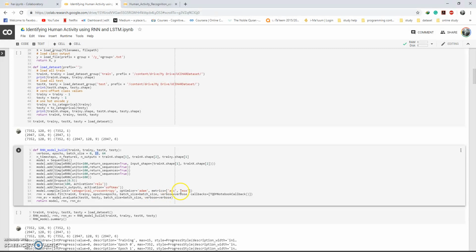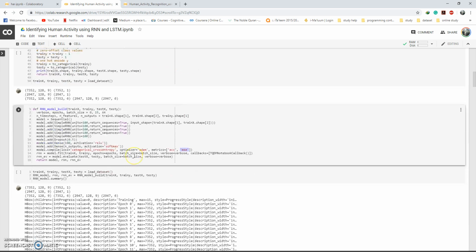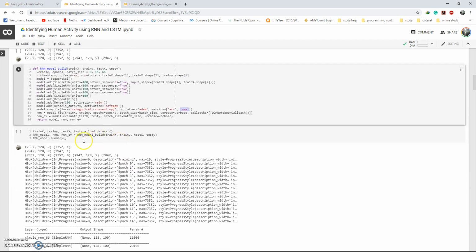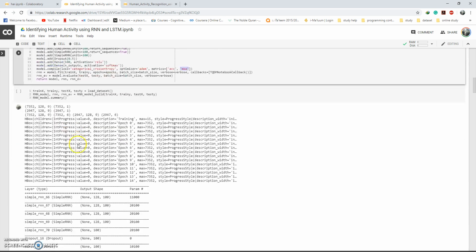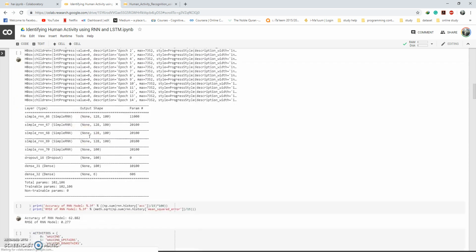Just Brother Noman and Brother Mahfuz added MSE, whereas in the previous example it was only accuracy. So instead of only metrics, he wanted to see mean square error as well. When he ran the model, it can be seen that he got accuracy around 62.8% and the RMSE of the RNN model is 0.27%.